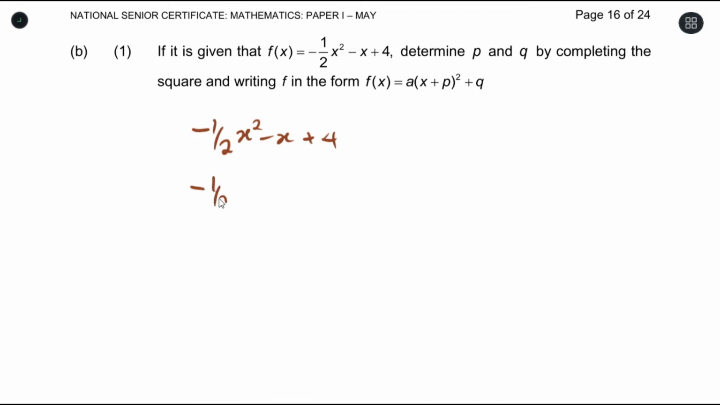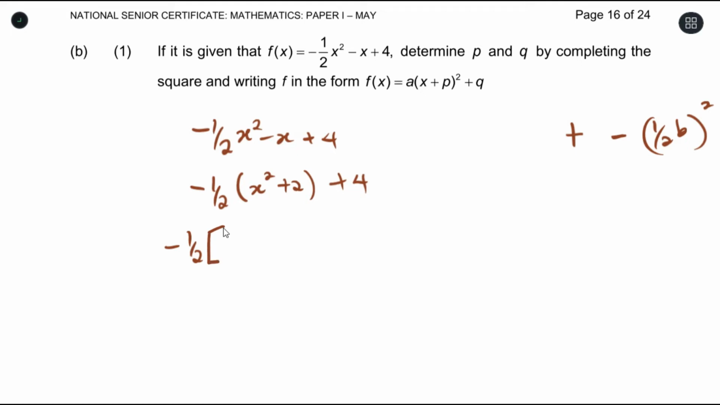So I can write this as -½(x squared, this here would have to be +2x, plus 4. Okay. Now after we remove the coefficient of x squared, the next step is to add and subtract (½b) squared. Right? So doing that, this here will give you -½, I'm going to change the quality of the bracket. So this is x squared plus 2x. Okay, so I made a little bit of a mistake here. This here should have been 2x, okay? That's it, yeah.